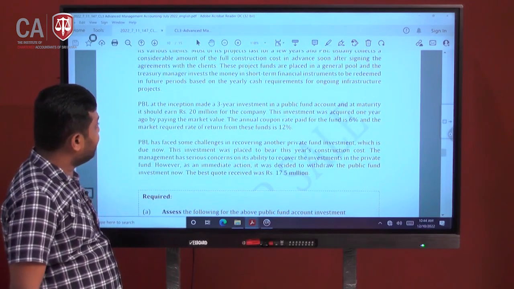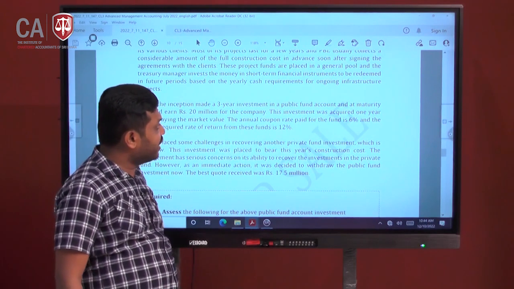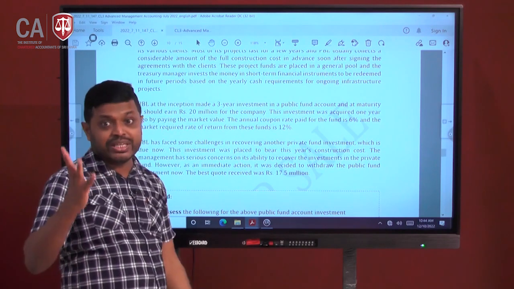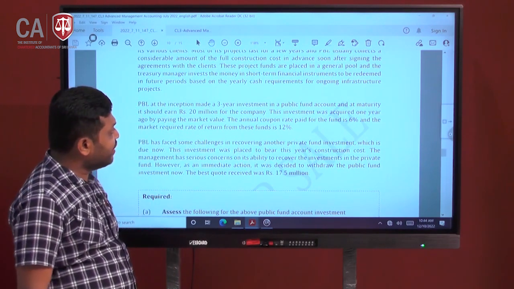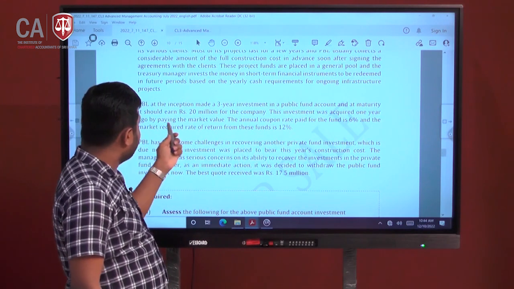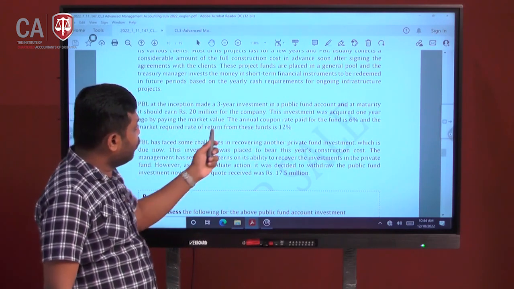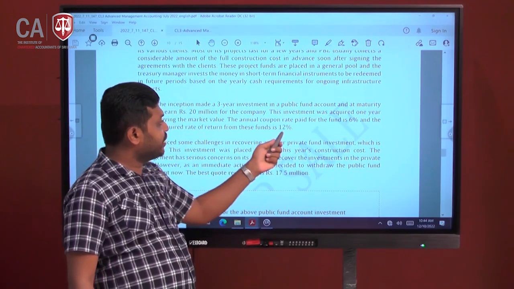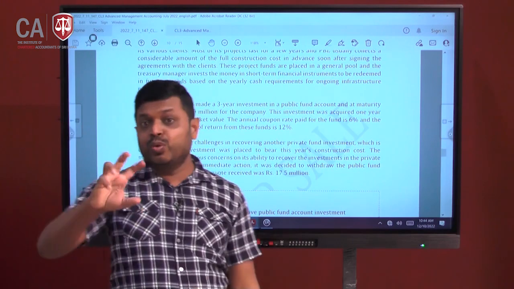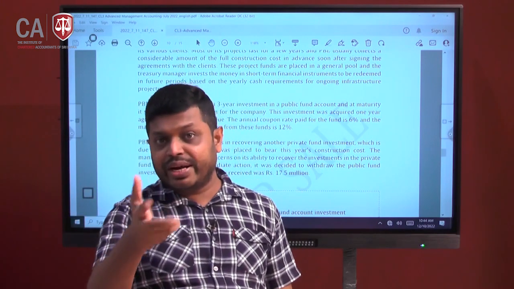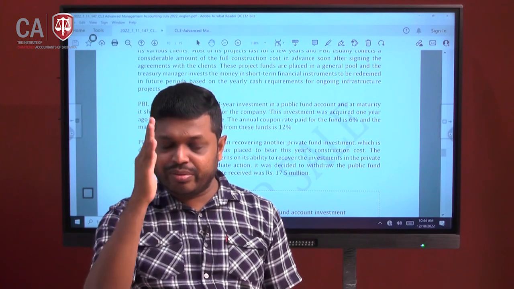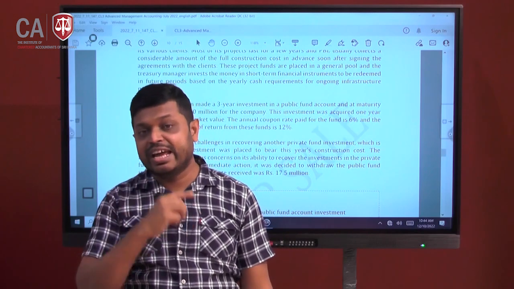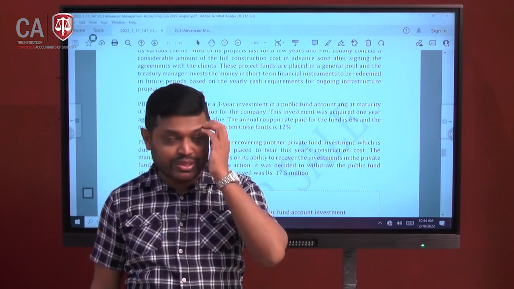BPL at the inception made a 3-year investment in a public fund account, and at maturity it should earn 20 million for the company. That means the face value. Okay. This investment was acquired 1 year ago by paying the market value. The annual coupon rate paid for the fund is 6%, and the market required rate of return is 12%. Now you have to see, the coupon rate is lower than the required rate of return. Definitely this bond or investment's market price at that time should be less than face value. It is a discounted investment.